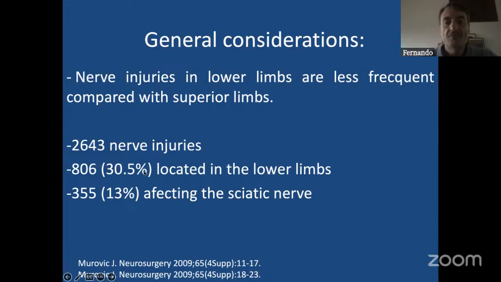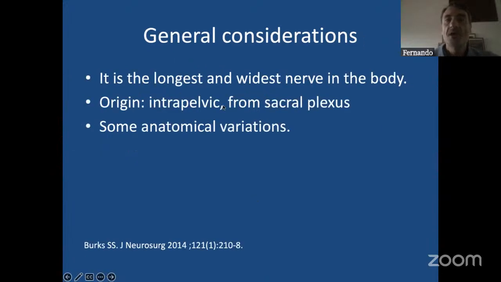30% of injuries in the peripheral nerve system are located in the lower limb. But almost a half of the lesions of the nerves of the inferior limb are lesions of the sciatic nerve. So this is a very important nerve in the human anatomy. And also, the sciatic nerve is the longest and widest nerve in the body.